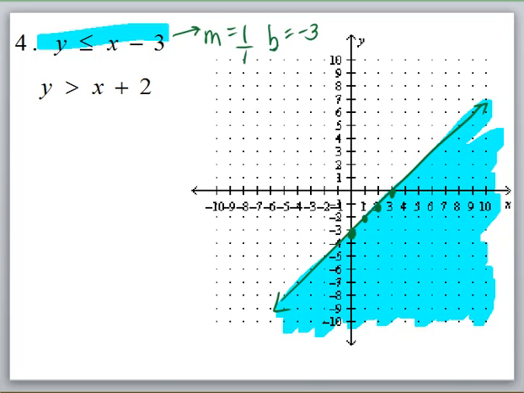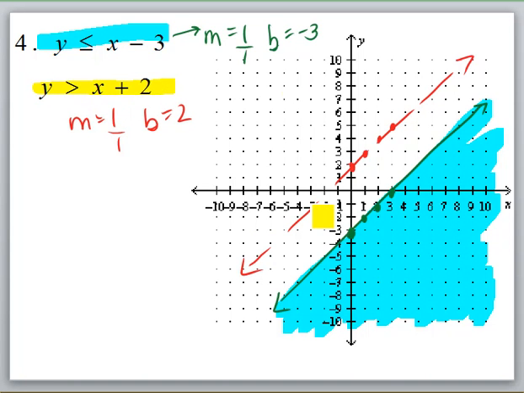On the next one here, I would be having y equals 1 and a b is 2. So I go up 1 over 1, so a b is 2, up 1 over 1, up 1 over 1, up 1 over 1. Well, this is a dotted line. Well, I've got two parallel lines, so what I'm going to do then is I'm going to shade, because it says above, I'm going to shade above the line.